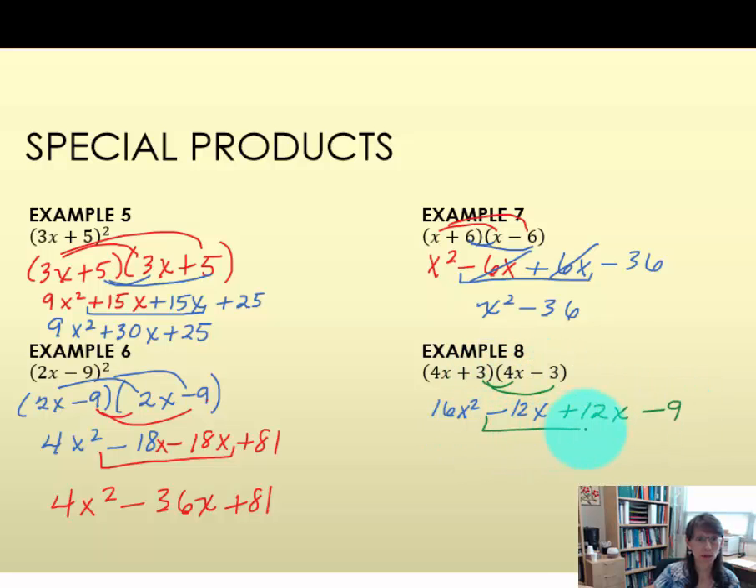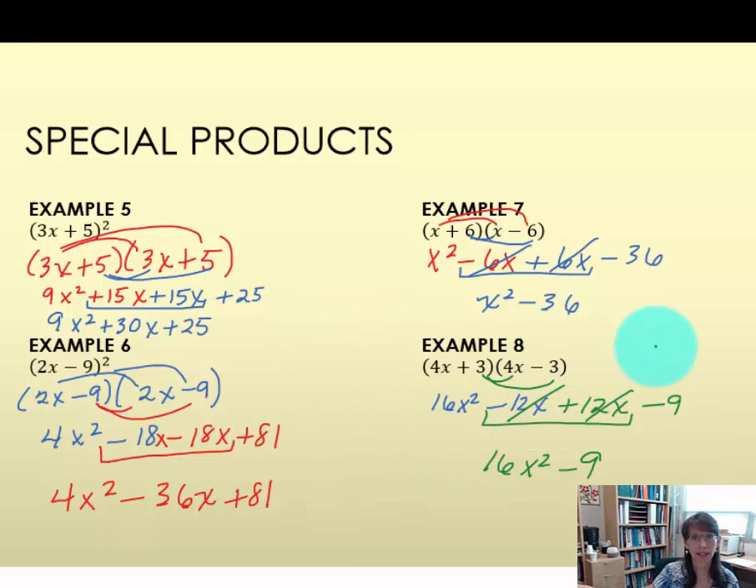So again, you might have predicted that these terms in the middle are opposite of each other, therefore eliminating. We're left with 16x squared minus 9. And both of these terms are perfect squares, so we have another difference of squares. We'll be working with some of these special products in later lessons, so I hope you'll recognize them later on.